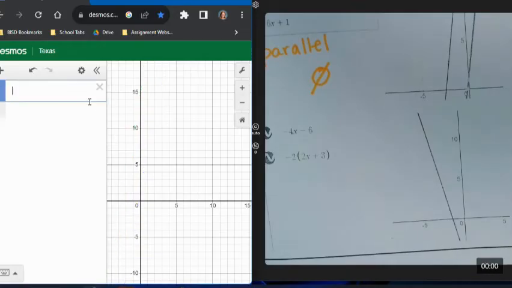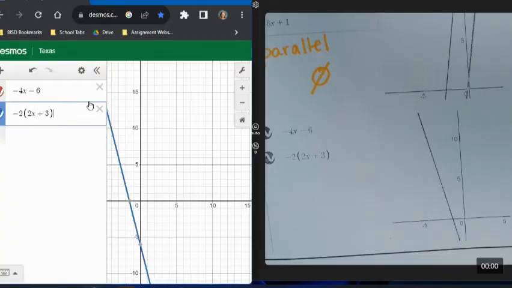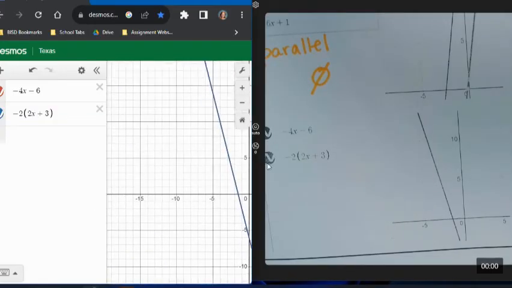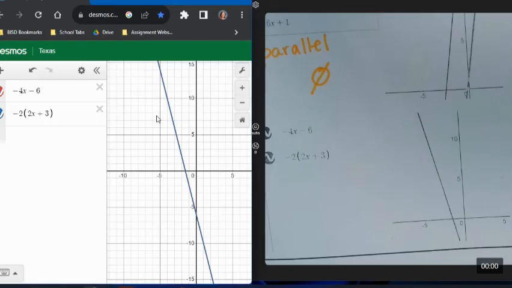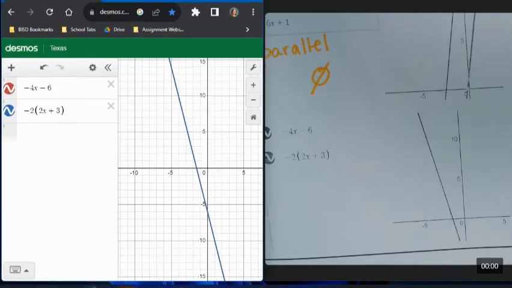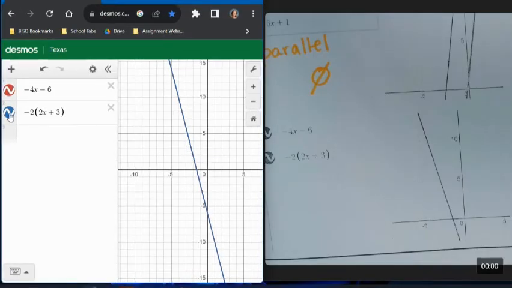Let's put that in, negative 4x minus 6, and then negative 2, parentheses, 2x plus 3, close parentheses. Okay, I only see 1. Where's the other one? What you can do is if you don't see it, click the color button, and that'll turn it on and off. So watch how I click the color button. It changes to red. It's because it's this one. Then I turn it back on, changes to blue.